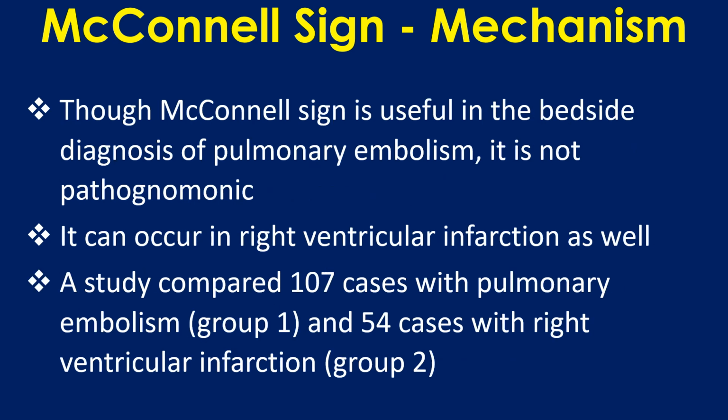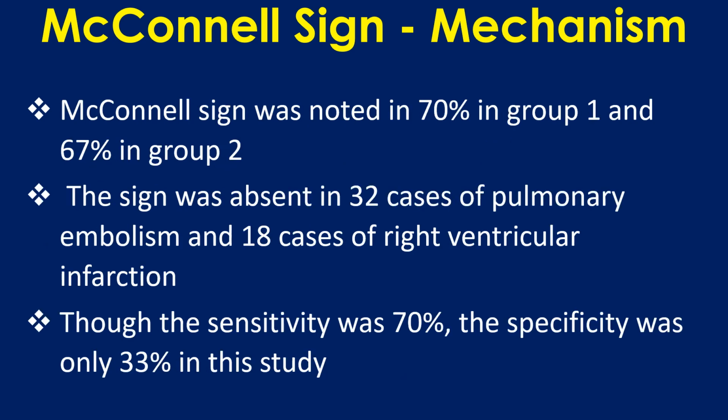Though McConnell sign is useful in the bedside diagnosis of pulmonary embolism, it is not pathognomonic. It can occur in right ventricular infarction as well. A study compared 107 cases with pulmonary embolism in group 1 and 54 cases with right ventricular infarction in group 2. McConnell sign was noted in 70% in group 1 and 67% in group 2. The sign was absent in 37 cases of pulmonary embolism and 18 cases of right ventricular infarction. Though the sensitivity was 70%, the specificity was only 33% in this study.